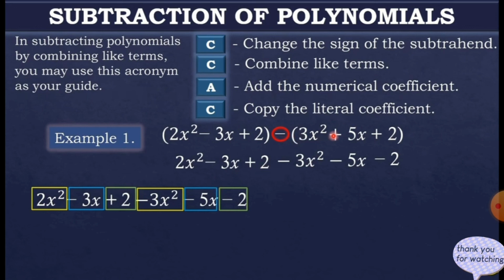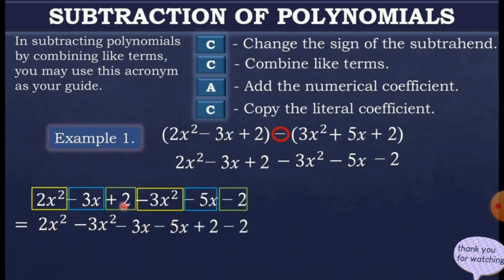Okay, so just like what we do in adding polynomials, pareho yung procedure ng addition. Ang nagkaiba lang yung change the sign of the subtrahend. Okay, just like in subtracting integers. Next step, dapat magkatabi yung like terms. So, 2x squared and negative 3x squared, no? Then, negative 3x and si negative 5x. And the constant numbers. So, magkatabi na sila. Okay, then proceed to the operation.